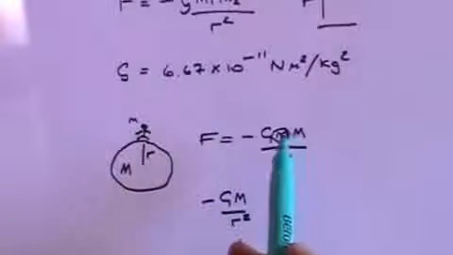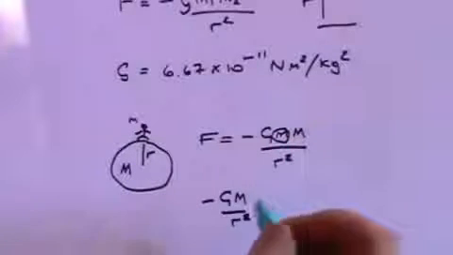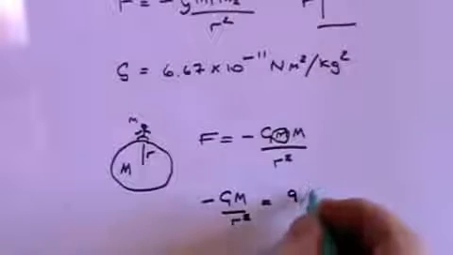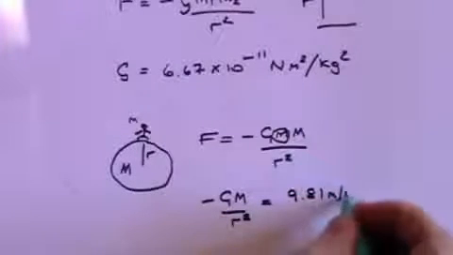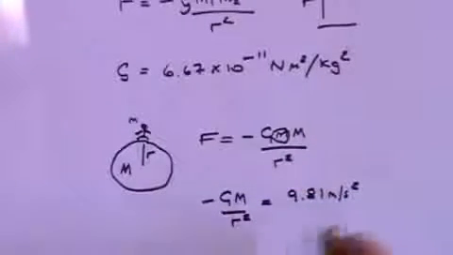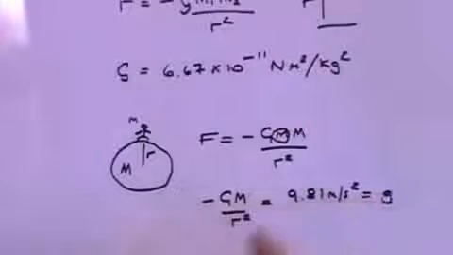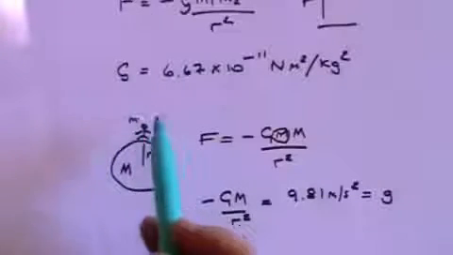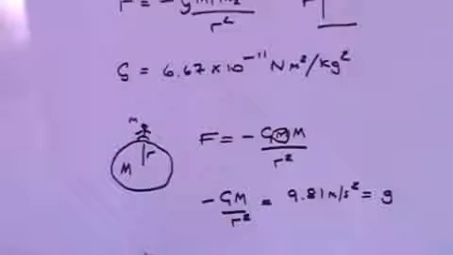The only thing that changes is their mass. And this value, if you work it out, comes to 9.81 meters per second squared. And that we call little g. It's the value of gravity on the surface of the Earth, or not too far above it. For the first 100 meters or so, this is a very good approximation to the value of the gravitational attraction.